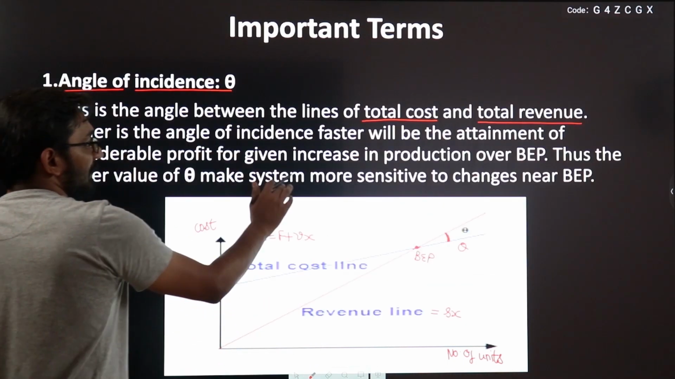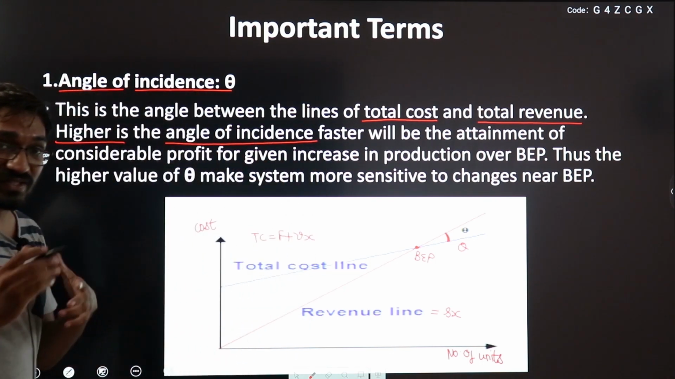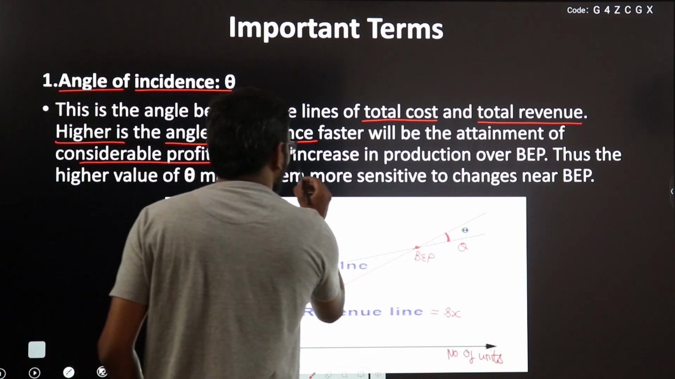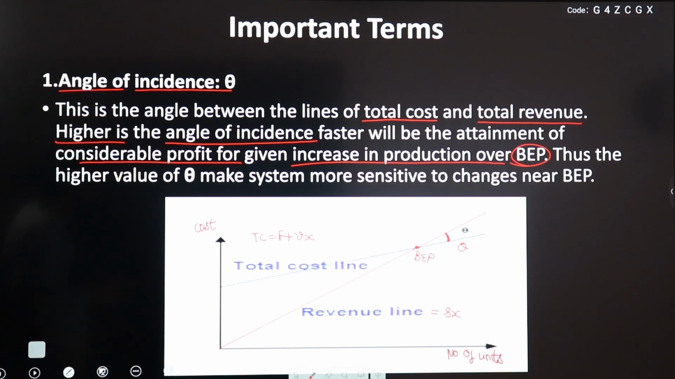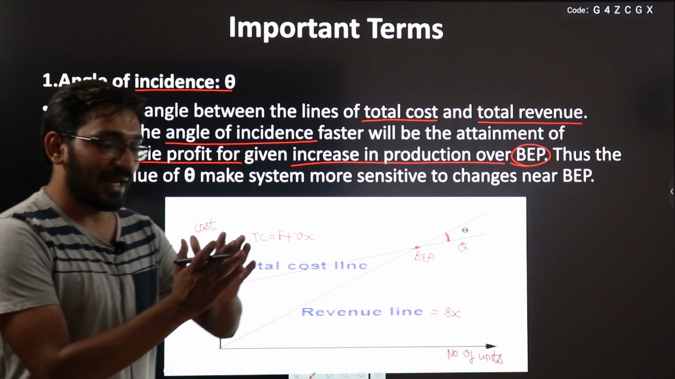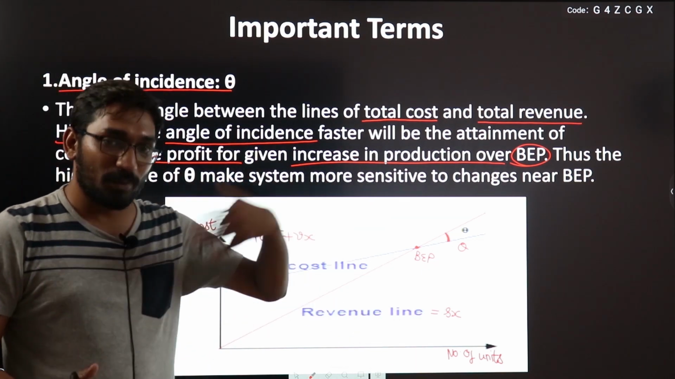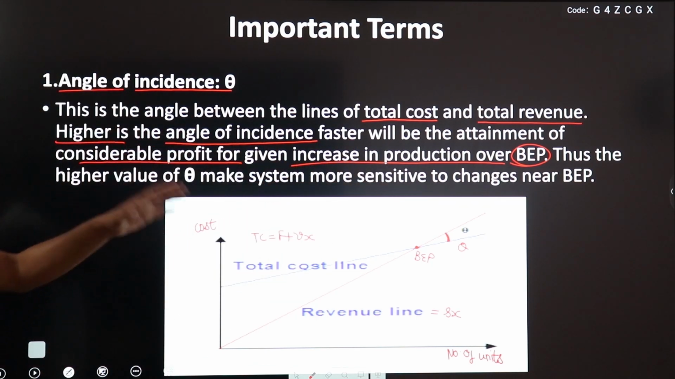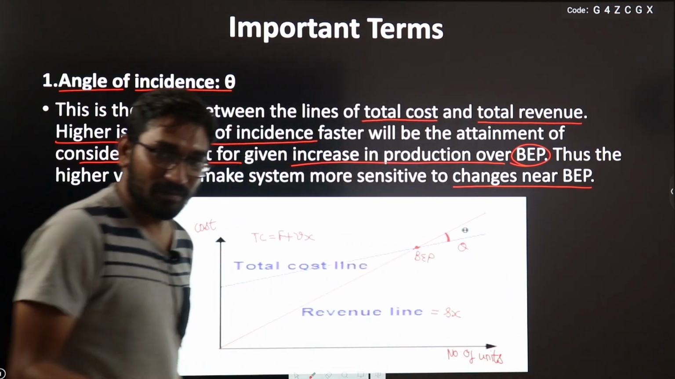So that is written here, that the higher the angle of incidence, the faster will be the attainment of considerable profit for a given increase in production over this break even point. So we always prefer that this angle of incidence will be as high as possible, so that you will attain a very good profit if you cross this break even point, this danger point. So we can say that a higher value of theta makes the system more sensitive to changes near the break even point, right?